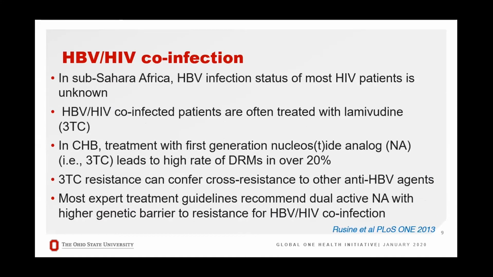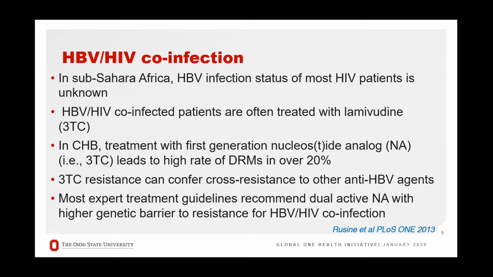In Sub-Saharan Africa, the Hepatitis B virus infection status of most HIV patients is unknown, and Hepatitis B virus HIV co-infected patients are often treated with lamivudine or 3TC, which is one of the nucleoside analogs used for the treatment of HIV. In chronic Hepatitis B virus, treatment with a first generation nucleoside analog such as 3TC leads to a high rate of drug resistance mutations, in over 20%. And 3TC resistance can, of course, confer cross resistance to other anti-Hepatitis B virus agents.